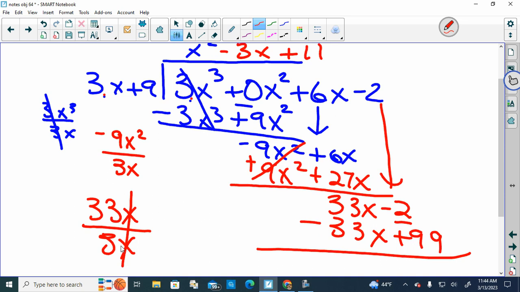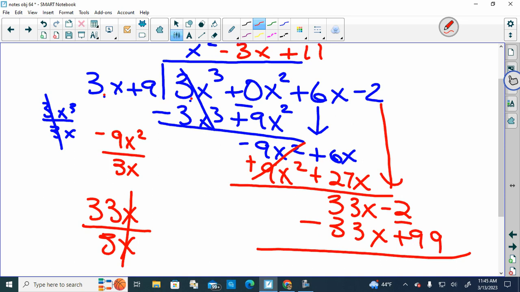Okay, there's no more to bring down. What is my remainder? 101. Oh, yeah, because the 33 is canceled. So you have a negative 99 and a negative 2, so you should get a negative 101. Make sure it's negative. Yes, go ahead.